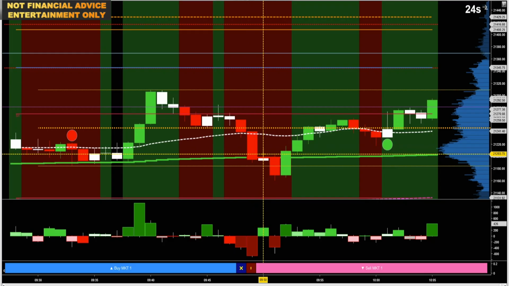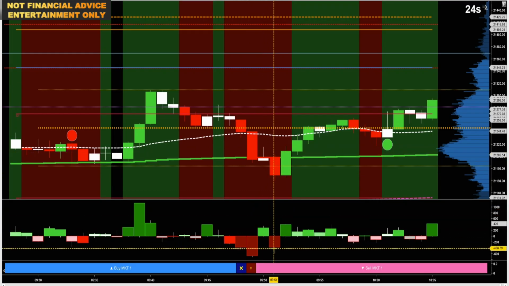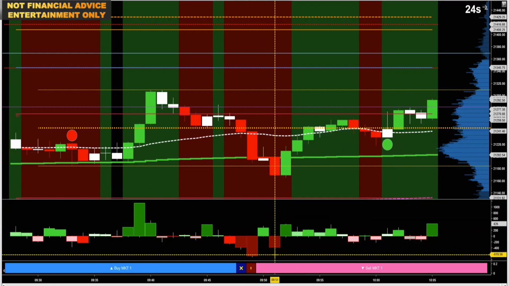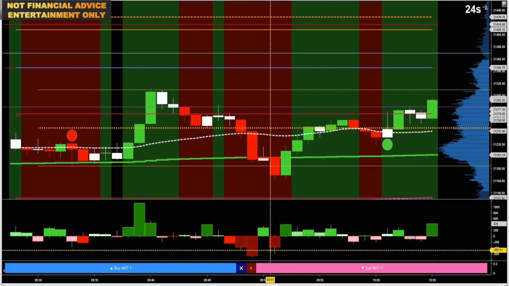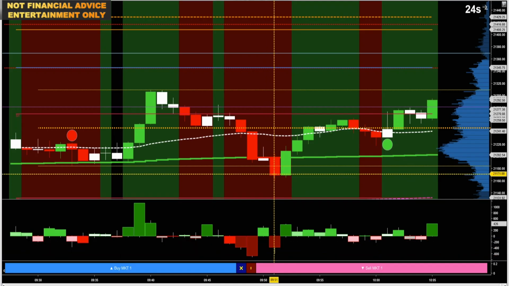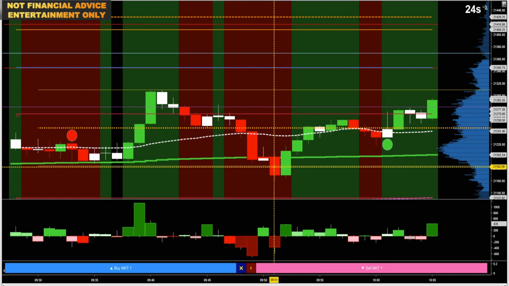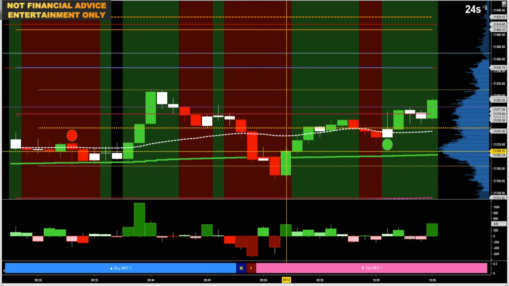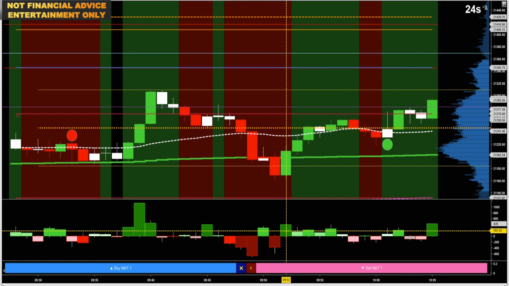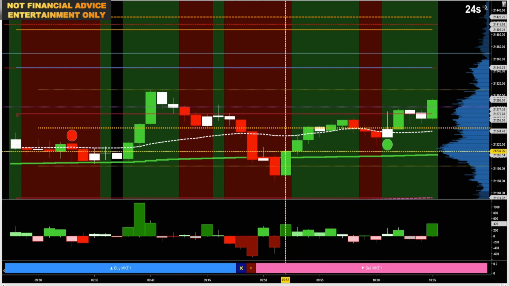Get a little hesitation at VWAP. Here we get some more strong bullish delta. We got a little bit of a wick on this delta histogram here. That means delta was drying up as the candle was closing. And sure enough, we get a little reversal. Get some strong delta to the upside coming in. Close back above VWAP.